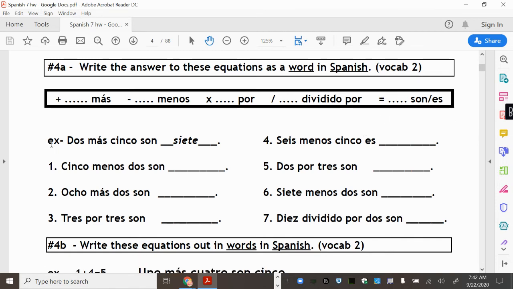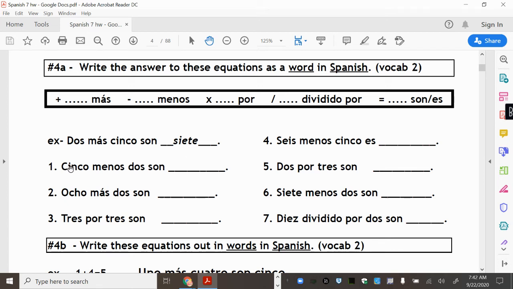So let's look at the example. Dos más cinco son siete. So I would suggest writing the number above it. So dos is 2. Write that in there right now. Más is plus. Cinco is 5. Son is equals. And then, so 2 plus 5 equals 7. So if you want to write a little 7 up here, but then make sure to write it out as a word in Spanish.